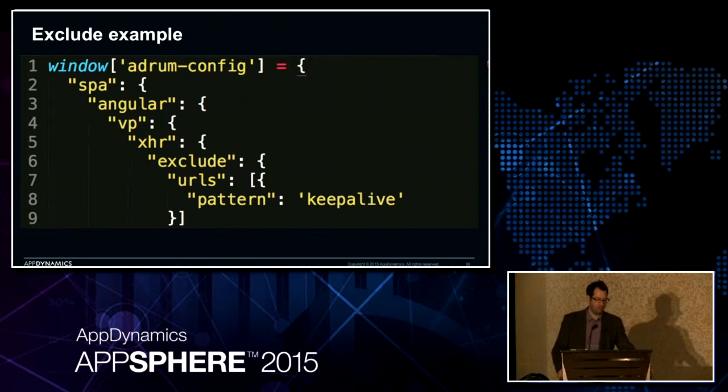Basically what you have here is a little snippet of JavaScript you can drop in your page. And what this says is, for single-page apps, Angular, virtual pages, look at XHRs and exclude any URLs that have this pattern in the URL, in this case, a keep alive. So if you called this on a particular page, it would ignore those keep alives for purposes of associating with virtual pages. Now, we'd still go ahead and collect metrics on that keep alive, but we don't get that into the details for the view.